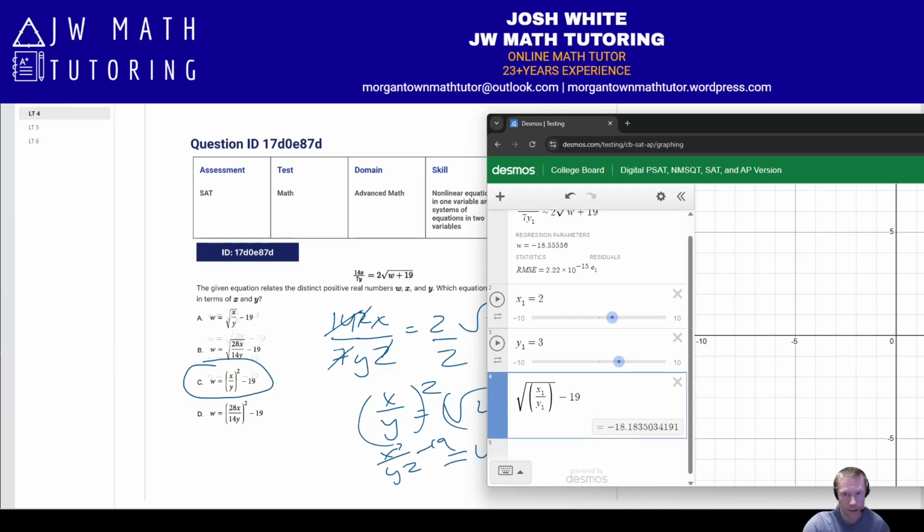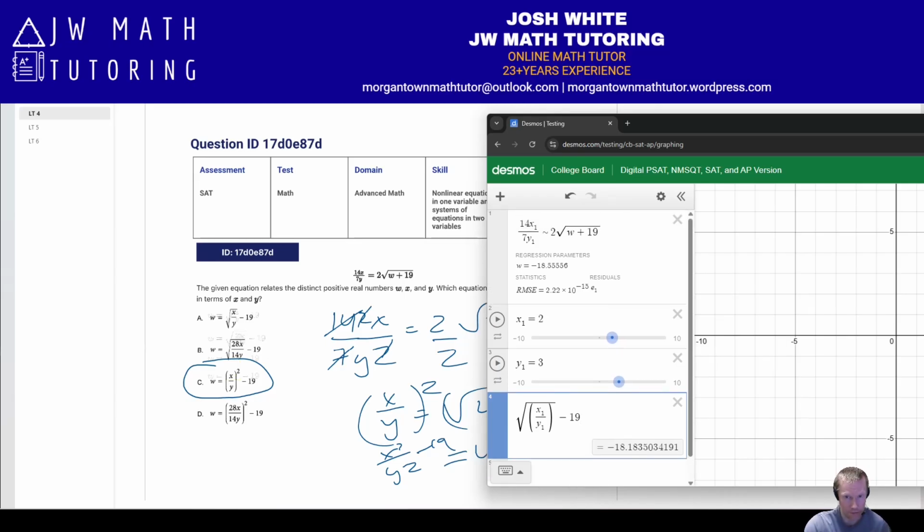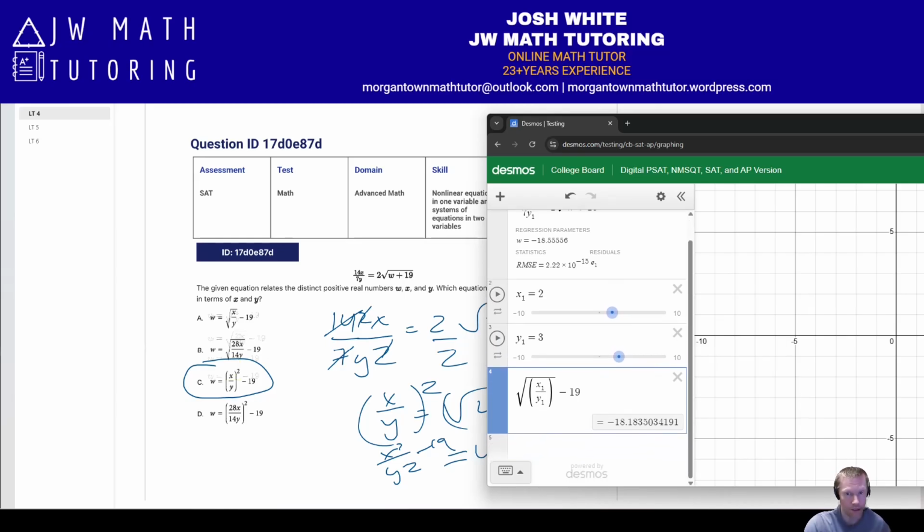And I'm going to see, does this answer choice equal the value of w from the regression statement? So does it equal it? No, it's not negative 18.5555. It's pretty close, but it's not quite correct. Now I'm going to change this to 28 over 14. That is not correct. Let's see.